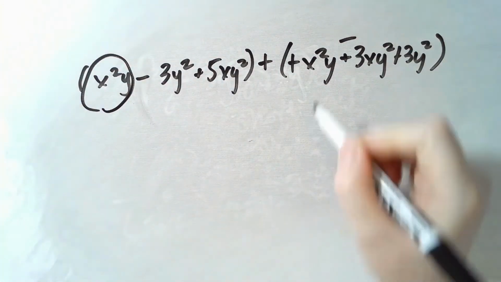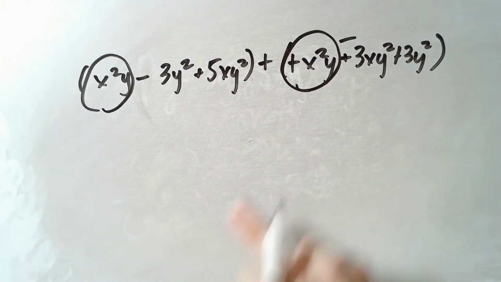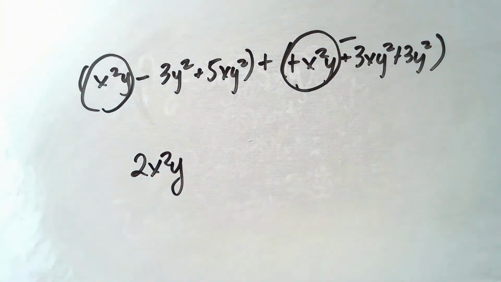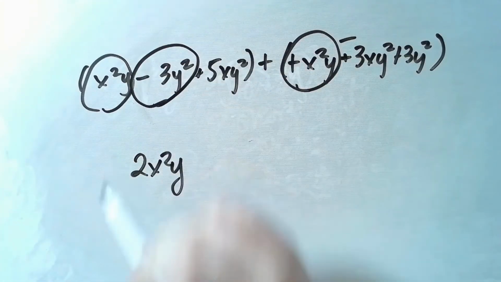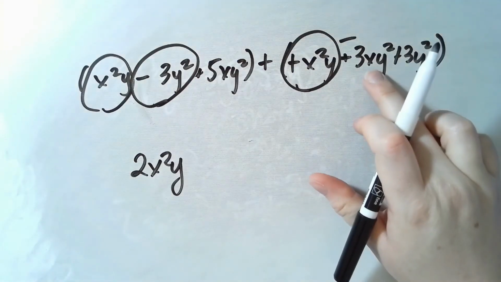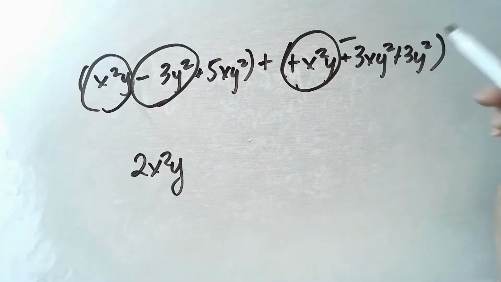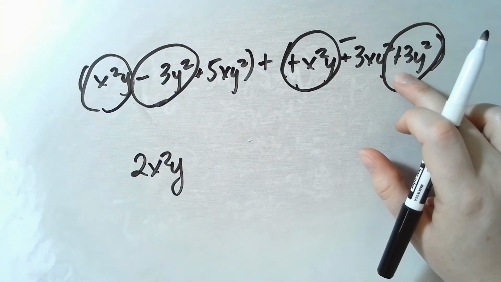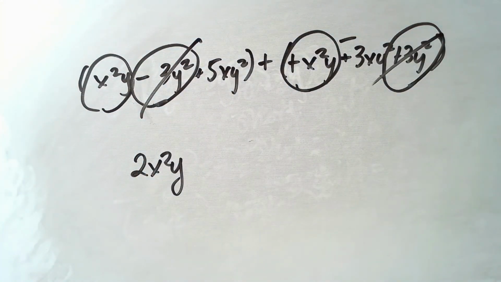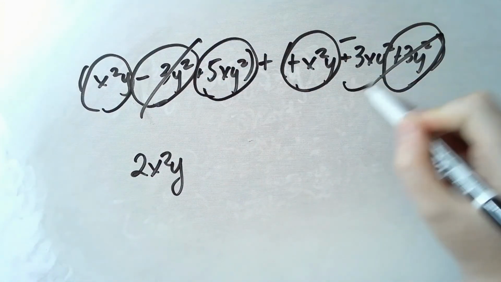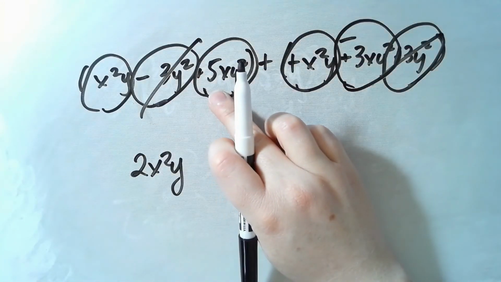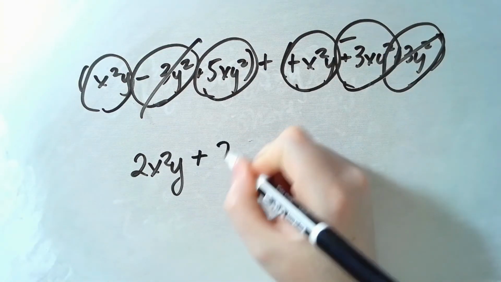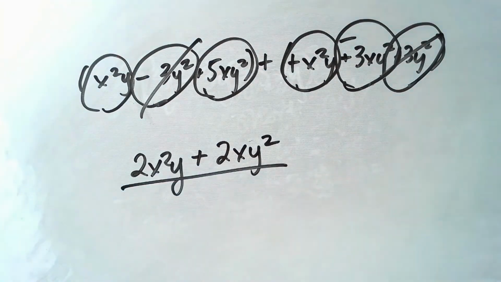So x squared y, 1 plus 1, 2x squared y. Negative 3y squared. Notice that's not this guy right here, that's this guy right here. Negative 3y squared, positive 3y squared, they cancel out. Last up, this guy, positive 5xy squared minus 3xy squared is going to be a positive 2xy squared. And that's your final answer.